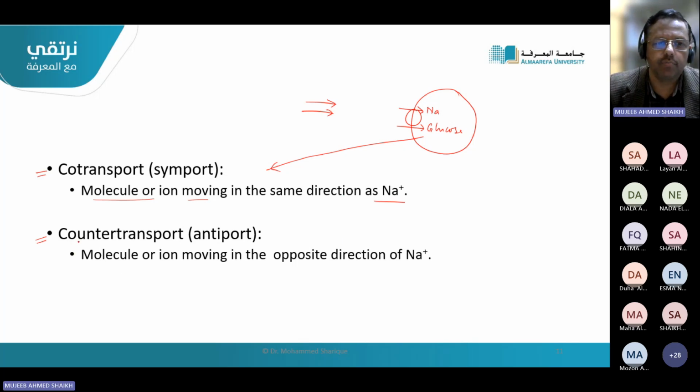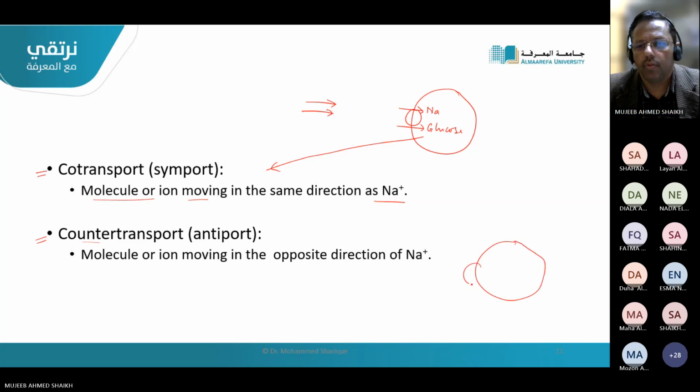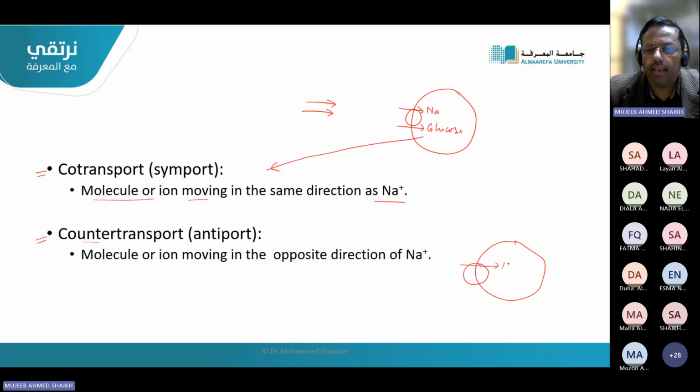Whereas in counter-transport, molecules are moving in the opposite direction of the sodium. So if this is a cell, sodium is moving in and maybe hydrogen is moving out. Both are moving in opposite directions. This is called counter transport.